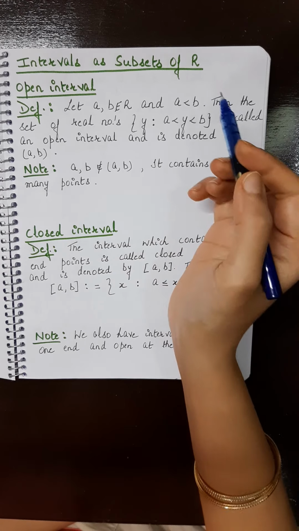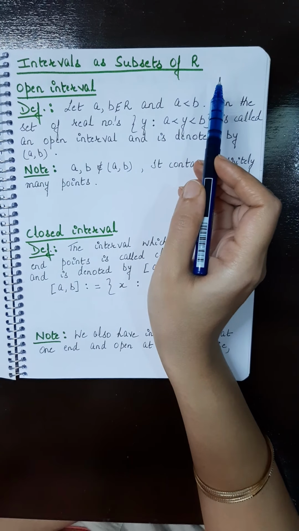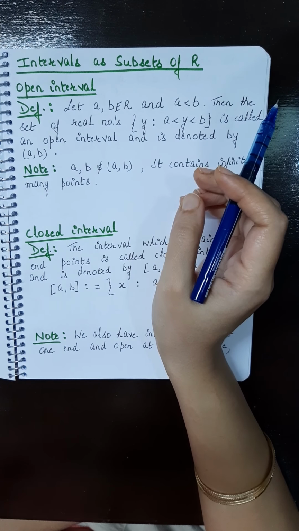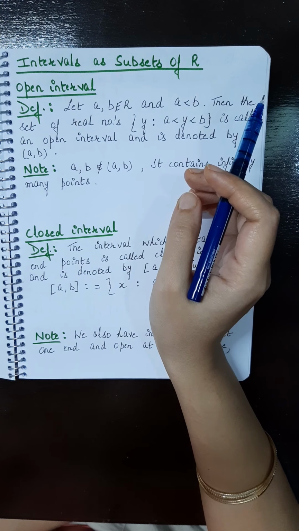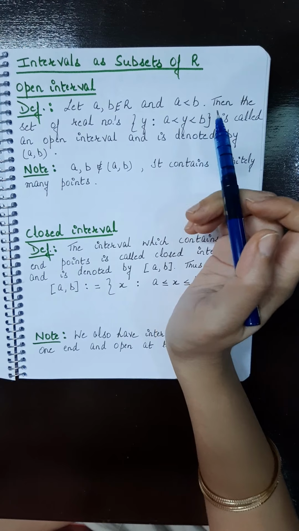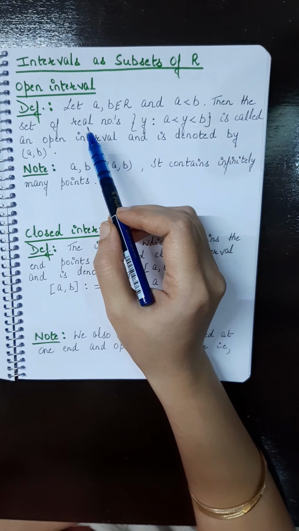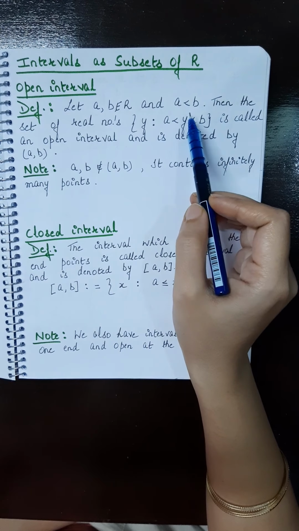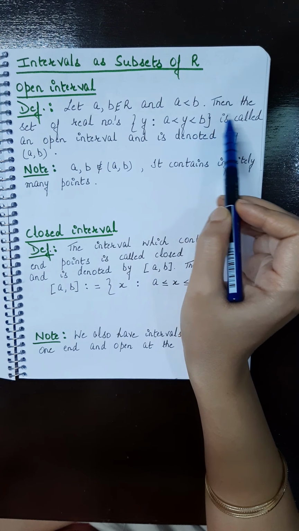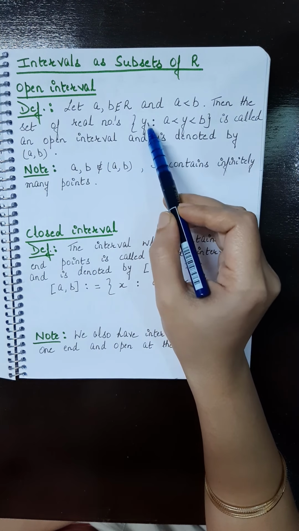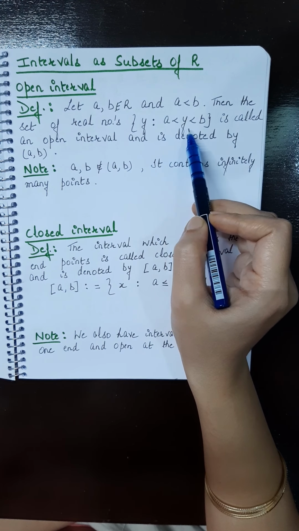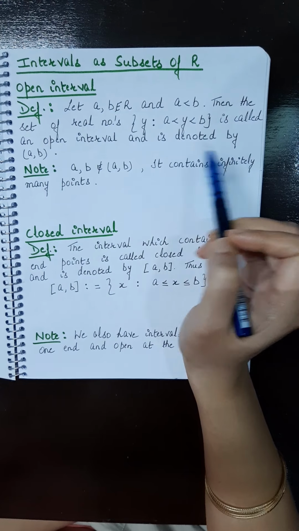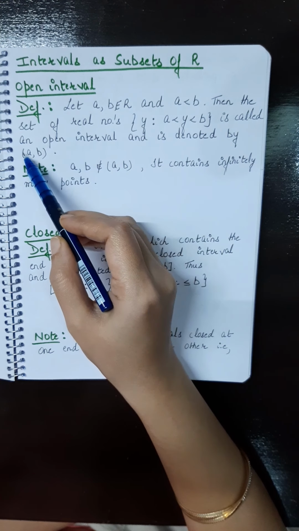Now next, see intervals as subsets of R. First of all we will see what intervals are. First we will define what open intervals are. So let's see the definition. What is an open interval? Let A and B be any two real numbers such that A is less than B. Then the set of real numbers, all those y such that A is less than y and y is less than B, is called an open interval and is denoted by this symbol.